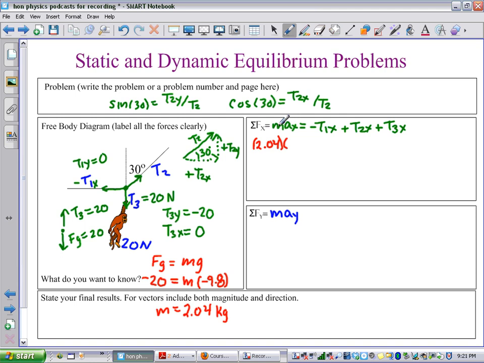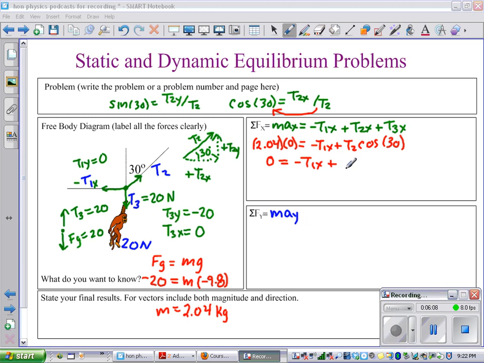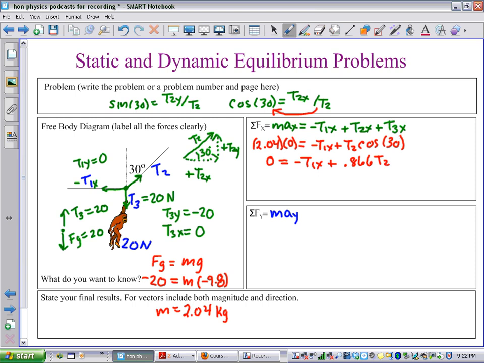Acceleration in the x direction, the orangutan isn't moving up or down or side to side, so that's 0. Negative T1x, that's an unknown that we'd like to solve for. T2x, we don't know the value for T2x, but we can put in this relationship, which is T2 times cosine of 30 if I move this over to the other side. And you'll see why that's useful in a moment. And then T3x, we already said is 0, so we're going to leave that off this step. So now we have 0 equals negative T1x plus 0.866 T2.